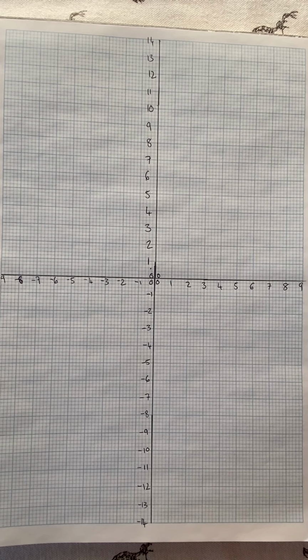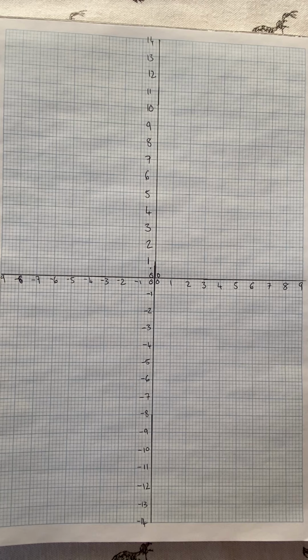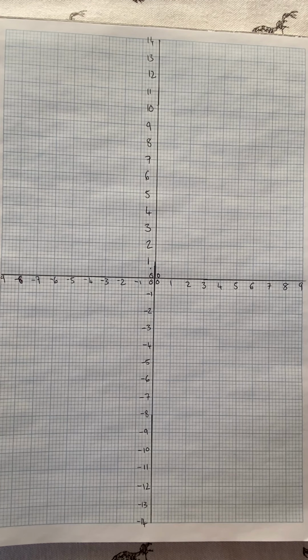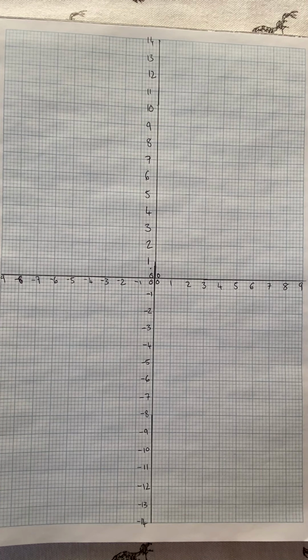Now in your GCSE, you'd be expected to do 2 things, okay? First of all, you'd be expected to plot a coordinate when given a coordinate. And the second part is you'd be expected to give the coordinates of a point on the sheet. So what we're going to do first, we're going to have a look at plotting a coordinate.